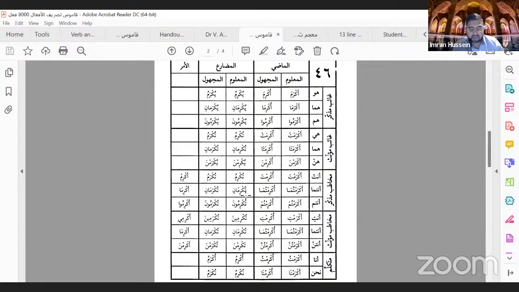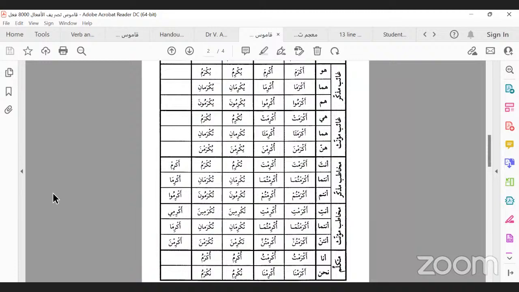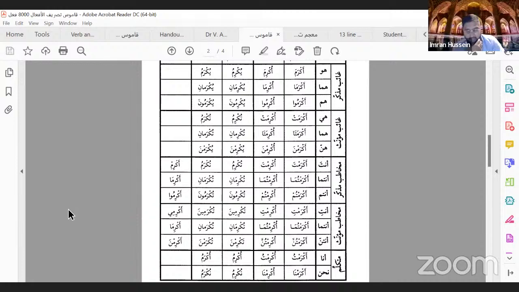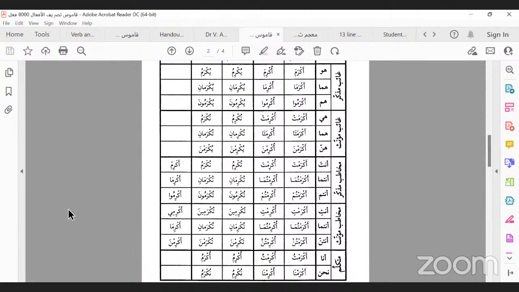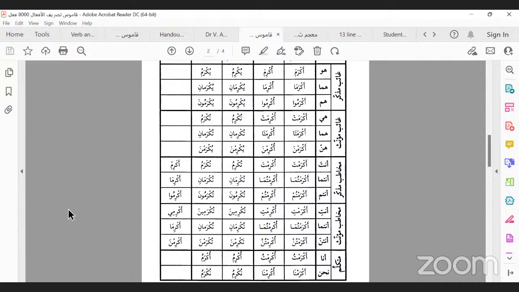Remember the second person forms, all of them: tunzilani, tunziluna, tunzilina, tunzilani, tunzilna.